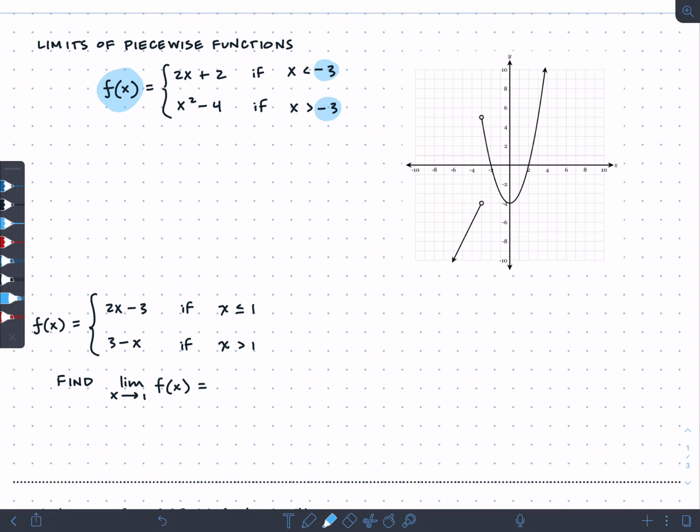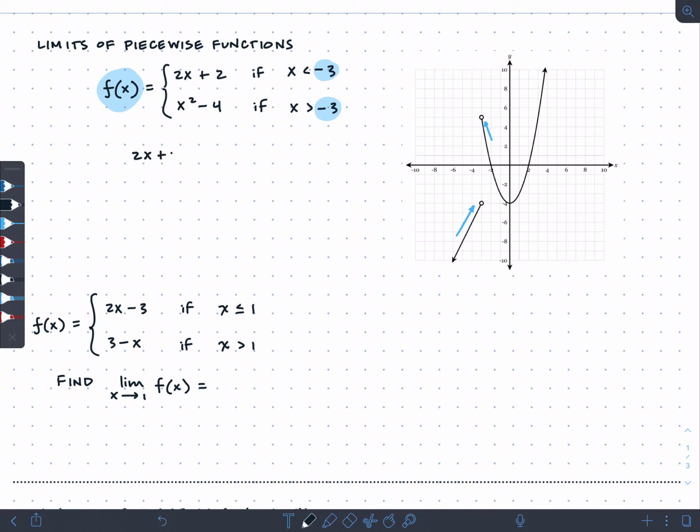So I've graphed it just to help us visualize, and we see that, okay, this limit doesn't exist because the left and the right hand limits aren't the same. So how do we prove that? So we can prove that by setting them equal to each other.